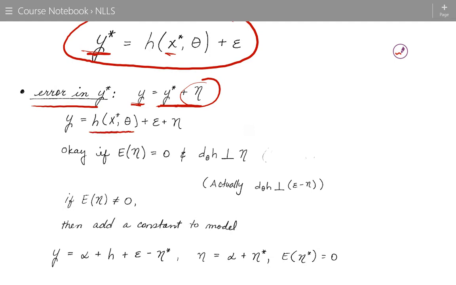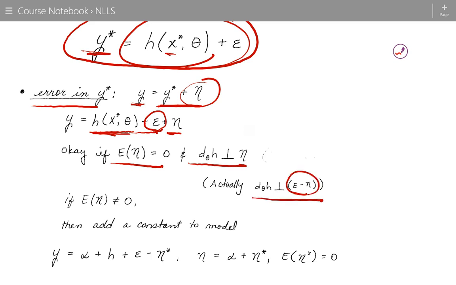Then we simply have that y is equal to h plus epsilon, which is up here, plus our eta. And we're fine if the expected value of eta is equal to 0 and if eta is independent of the derivatives of h. It would be the same as what we would say needs to be the case for epsilon. So technically it has to be independent of the sum of the two. This is a plus.